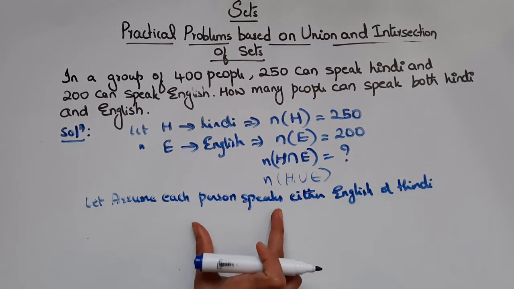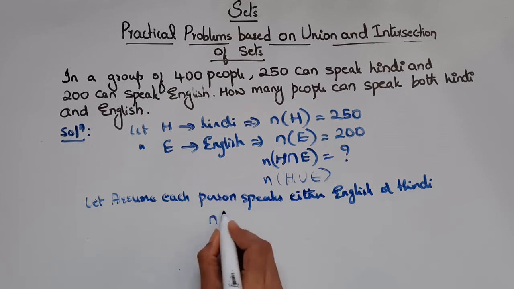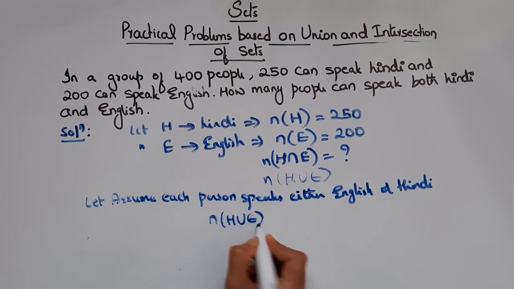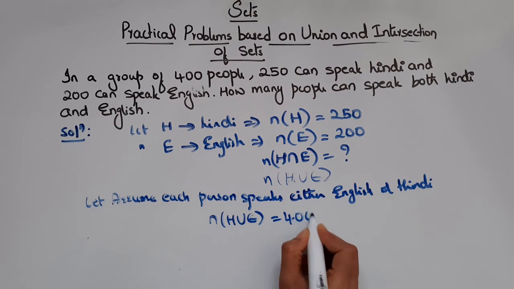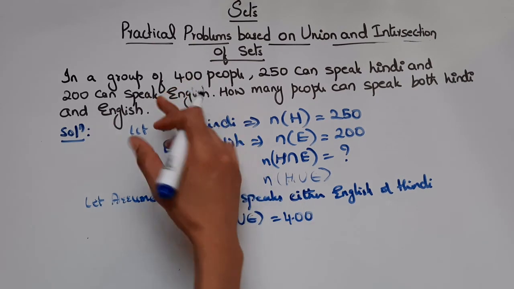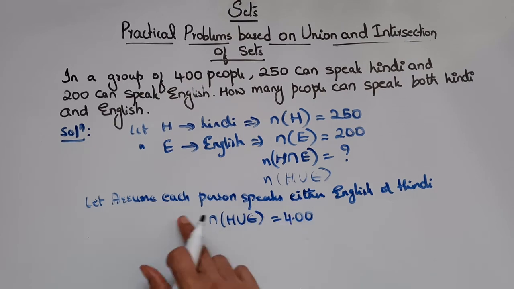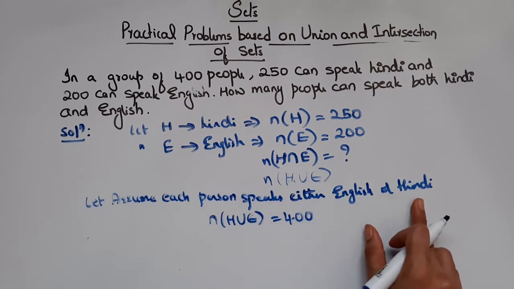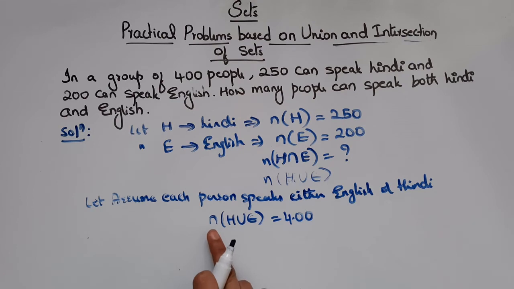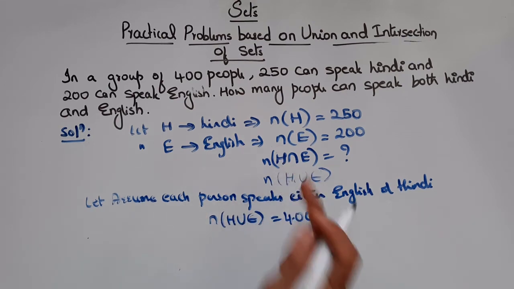If you assume so, then we can say N of H union E is equal to 400, which means there are no people in this 400 who cannot speak Hindi or English. Every person speaks either English or Hindi. So in that case, we can take N of H union E is equal to 400. Now that we have the union, we can find the intersection, right?